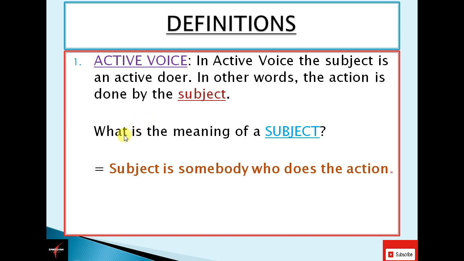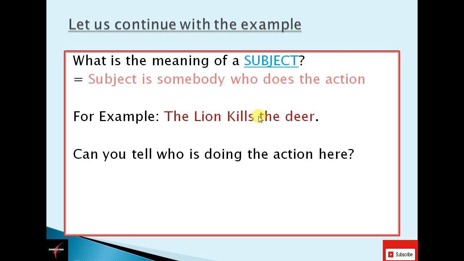Now you might wonder, what is the meaning of a subject? The meaning is quite simple. Subject is somebody who does the action. Okay? Now let us continue with the example. As we have already learned in the previous slide, what is the meaning of a subject? Subject is somebody who does the action.